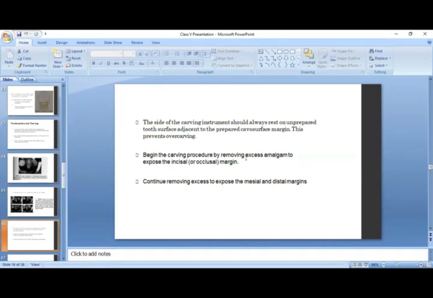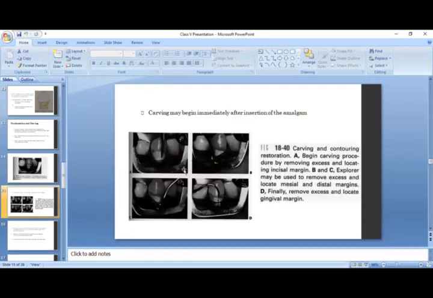Begin the carving process by removing excess margin to expose the incisal margin. Continue removing excess to expose the mesial and distal margins. What is basically meant by exposing the mesial and distal margins? You can easily visualize that this is the mesial wall and this is the distal wall. See how clearly they remove most of the excess of the restorative material.